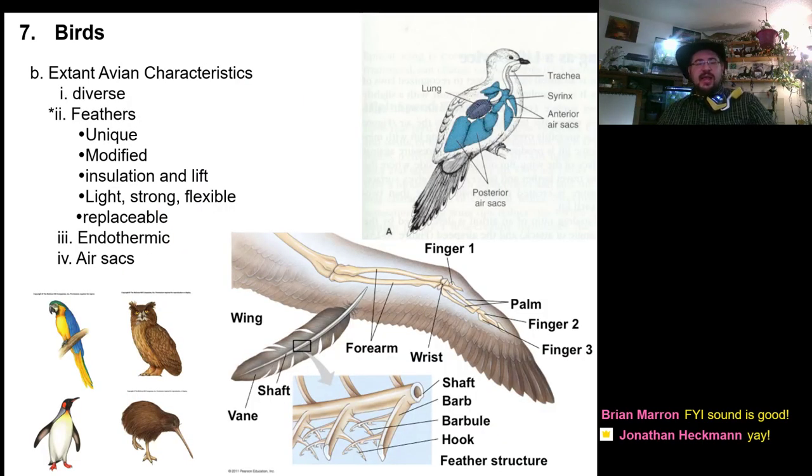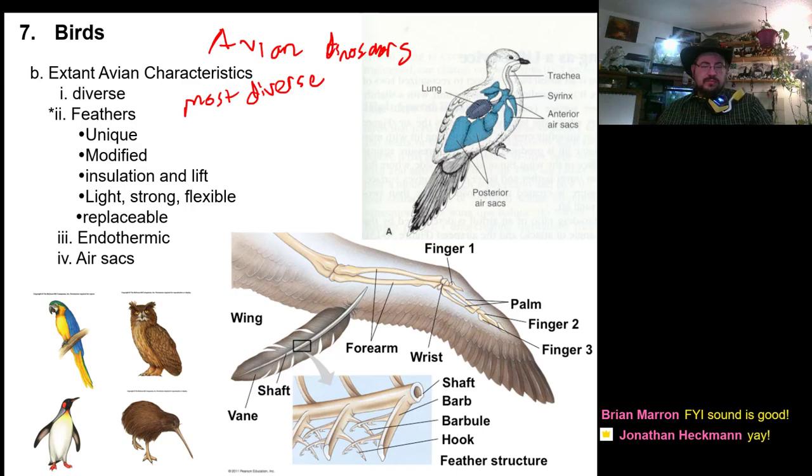All right, let's talk about the extant dinosaurs, the avian dinosaurs. Okay, the avian dinosaurs are the most diverse of the terrestrial vertebrates. Fish are a little more diverse, but they're not terrestrial. So, avian dinosaurs are the most diverse of the terrestrial vertebrates. This is likely due to their ability to colonize multiple niches, right? Not only do they show an impressive degree of adaptation, right?